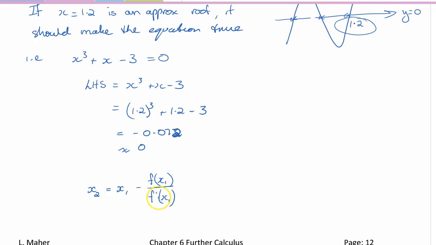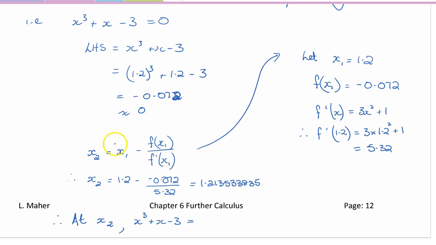I've got a few things to work out before I can sub into that equation. Going from the equation, we know that x1 is our 1.2. We've worked out the function value at 1.2, that was done here, so we're going to use that. We need to work out the derivative, which is 3x squared plus 1, and the value of the derivative, the gradient, at 1.2. So we sub in 1.2 and go to your calculator and you'll get 5.32. So we need this value, this value, and this value, and we sub those in here. So we're at 1.2 minus, and our first function value was a negative, over our 5.32.